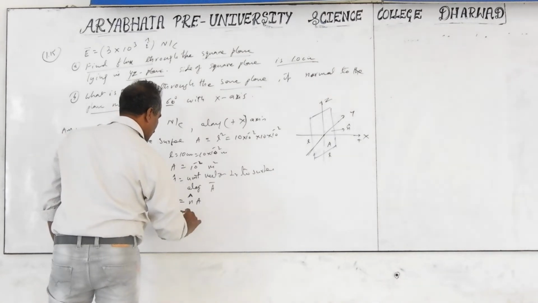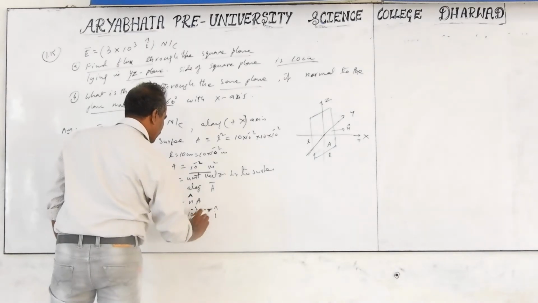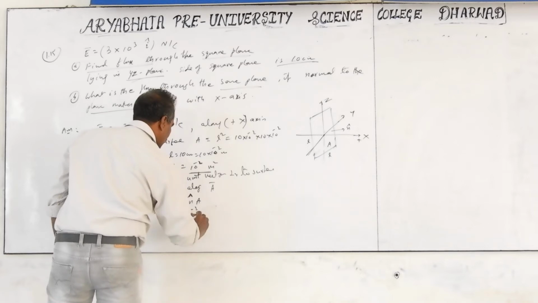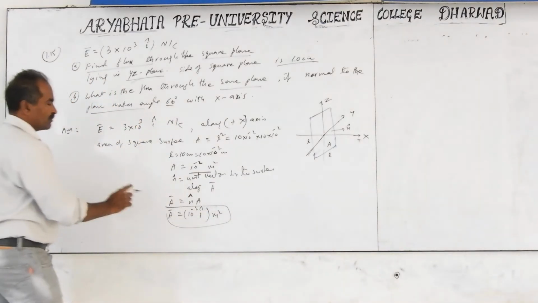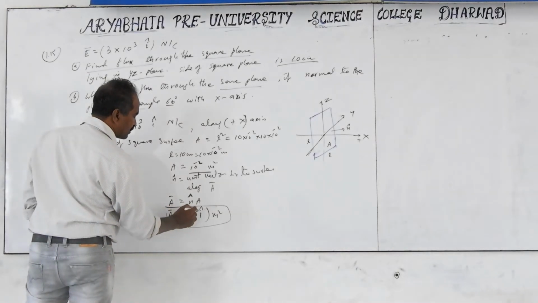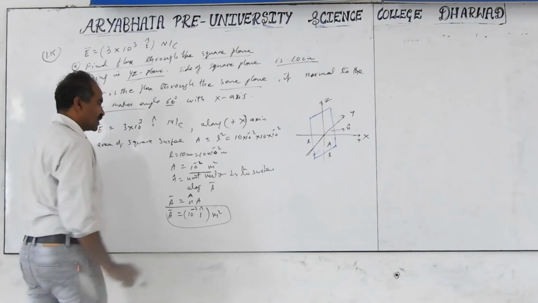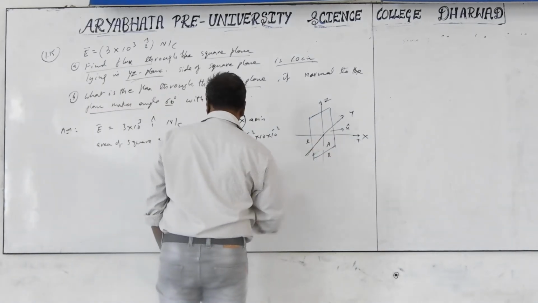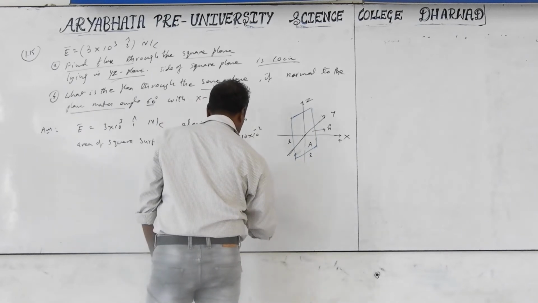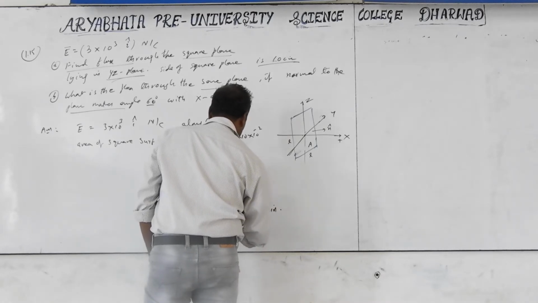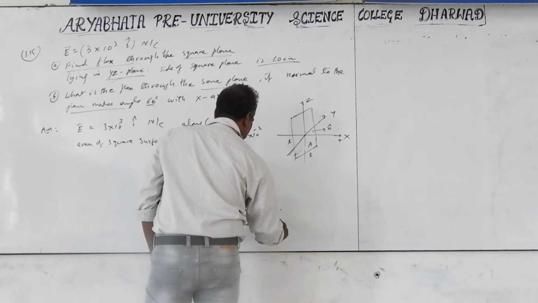Area is equal to A into this value, 10 to the power of minus 2 square meters into i cap. You have to be careful. This is also important for theory exams, not only for competitive exams. You must convert the scalar magnitude into a vector by multiplying with the unit vector. The area is normal to the surface, along the positive axis, so it is multiplied with plus i. This is along the plus x axis, which is perpendicular to the yz plane, that is the area vector.